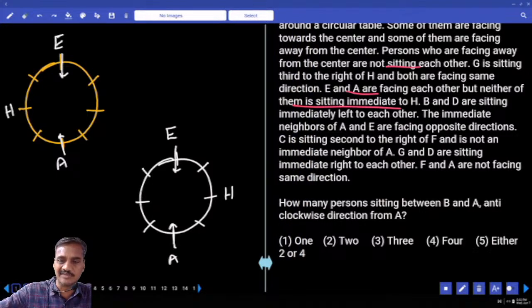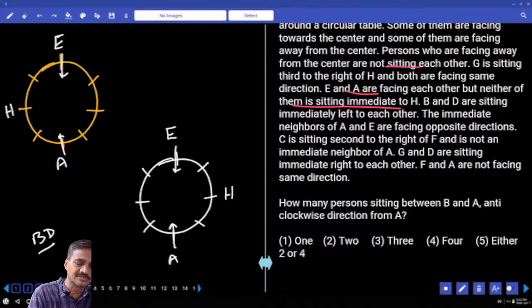B and D are sitting immediate left to each other. That means B and D must be adjacent to each other, and between these two, one person is away and the other must be towards the center. Then only immediate left to each other is possible. The next one, the immediate neighbors of A as well as E are facing opposite directions.